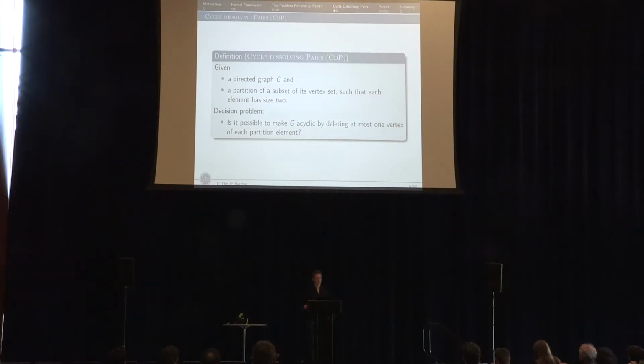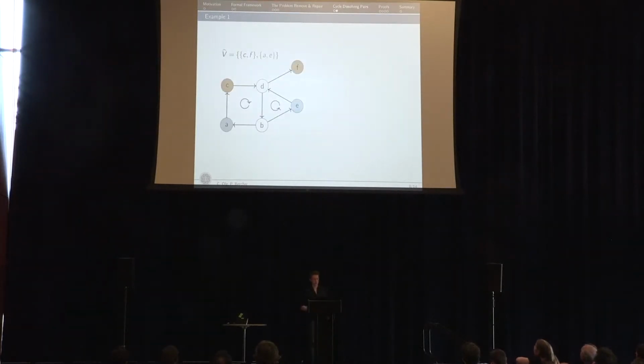So CDP is a problem from graph theory. We are given a directed graph and a partition of a subset of its vertex set such that each element has size 2. So there are lots of pairs in this graph. And the question is: is it possible to make G acyclic by deleting at most one vertex of each partition element? To give you a small example, there's a directed graph, and one partition element is C and F, the other one is A and E. Now we can delete, for example, C and E, and the graph is acyclic. In a slightly different example here, in order to dissolve the cycle at the bottom, we must remove A, but then we can't dissolve the cycle on the right because we are not allowed to remove E.